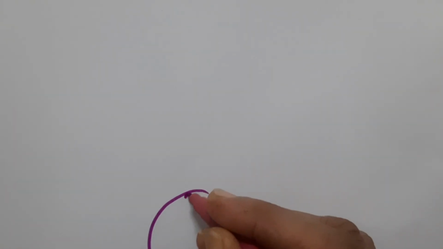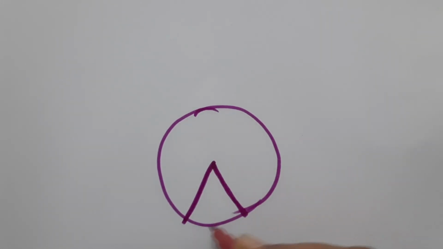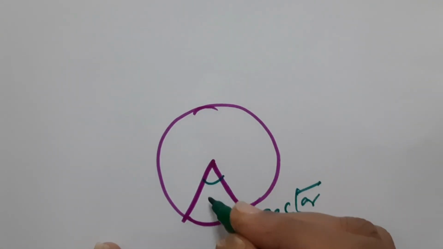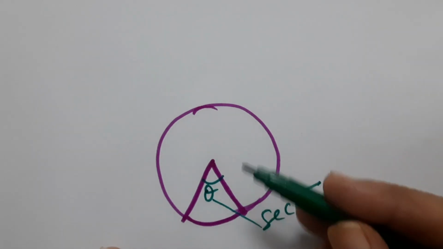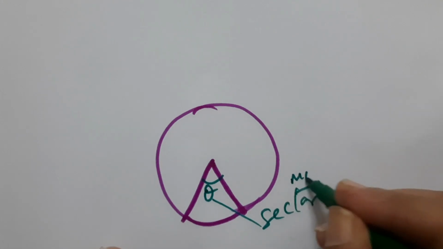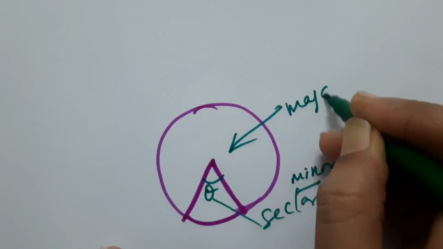If there is a circle, the part which is enclosed between the two radii is called a sector. The part enclosed between two radii is called a sector. There is an angle between the two radii which is theta. Now here the circle is getting divided into two parts. The smaller one is called the minor sector, whereas the larger part is called the major sector.